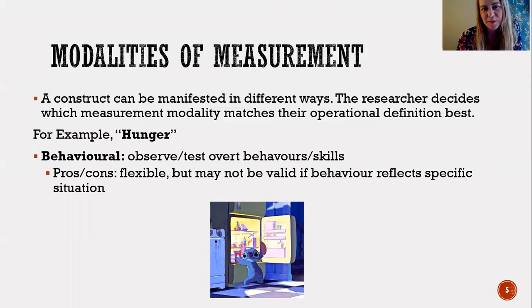The downside is that you have to be really careful to make sure that you're measuring the construct itself and not the situation. So for example, I might go to the fridge more often when there's chocolate cake in the fridge, or I might eat more at Thanksgiving when there's more choices available to me.